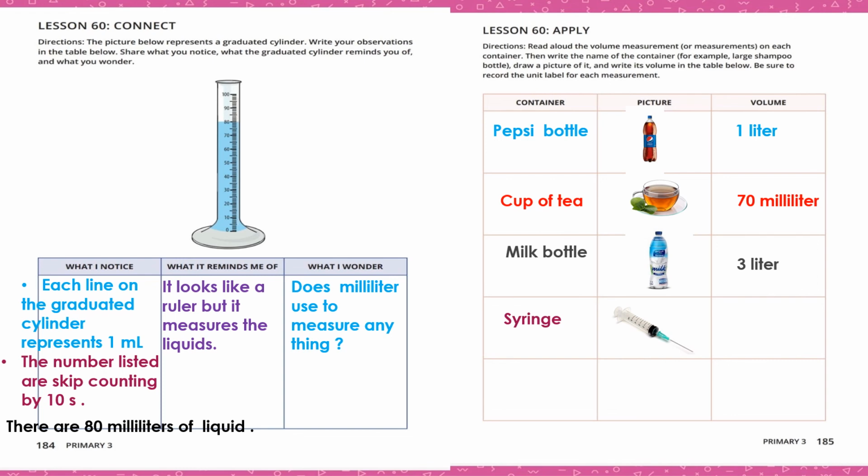Syringe. It's a small amount or big amount? Yes, it's a small amount. So its volume maybe 5 milliliter or 3 milliliter. The last one, feeding bottle. Its volume 200 milliliter, okay? The suitable number or unit, 200 milliliter.